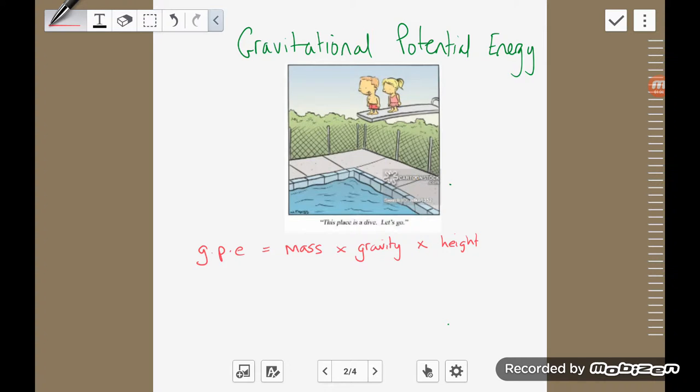And so we can do a simple example here. If you were given an example, and let's take one of the children here, of a child who had mass 50 kilograms, they gave gravity as 10, and the diving board there was 3 meters. Gravitational potential energy simply is 50 times 10, which is 500, times 3, which is 1500 joules.